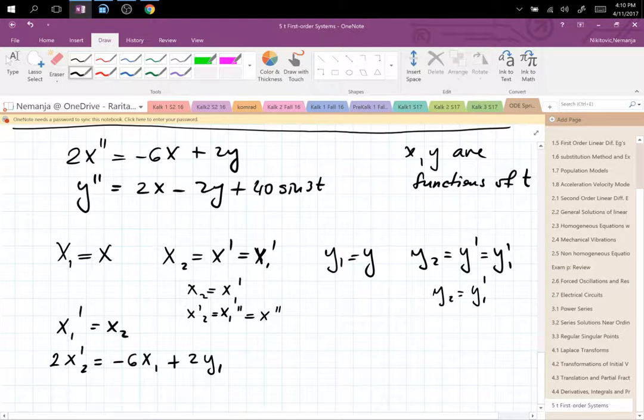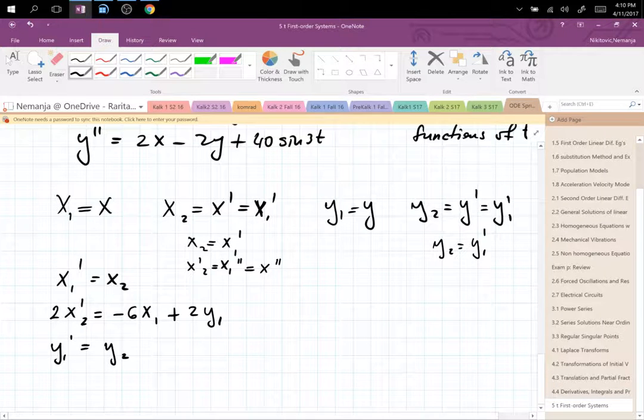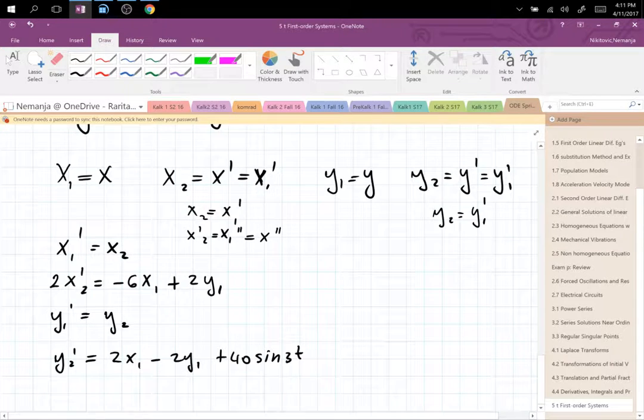The next equation is y1 prime is equal to y2, which is this equation here. And then we do the same trick to transform the bottom. Y double prime would be y2 prime, which is equal to 2x, which is 2x1, minus 2y, which is 2y1, plus 40 sine 3t stays as this. Boom, done.